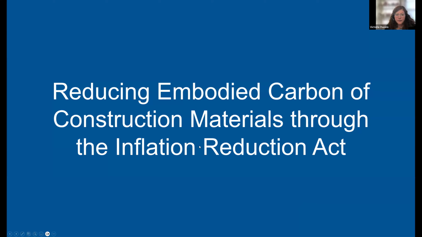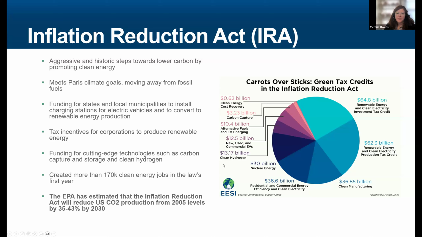So in this section, we'll talk about reducing embodied carbon of construction materials, specifically through the Inflation Reduction Act. As I mentioned, this was a pretty aggressive and historic step towards lower carbon emissions, largely focused on renewable and clean energy. It's a way to meet Paris climate goals and move away from fossil fuels. So it provides for mostly tax incentives, new or modified tax incentives for all kinds of aspects of renewable energy, electric vehicles, and cutting edge technologies such as carbon capture and storage and clean hydrogen.